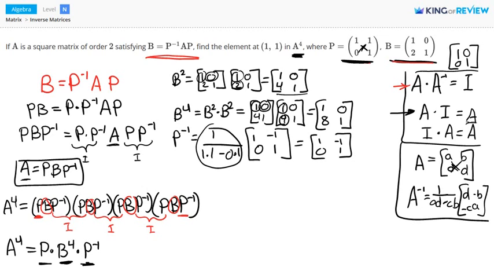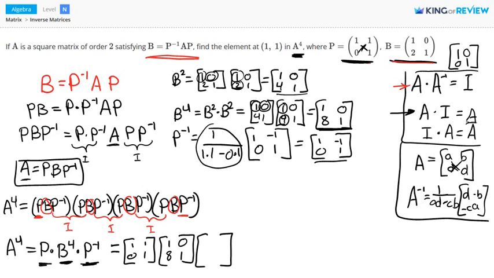So now we know this third term in figuring out what A to the fourth power is. So now let's put them all together. We have matrix P, which was given. So that's 1, 1, 0, 1 times B to the fourth power. And we figured that out up here. That's 1, 0, 8, 1. And then P inverse. And we figured that out here. That's 1, negative 1, 0, and 1.